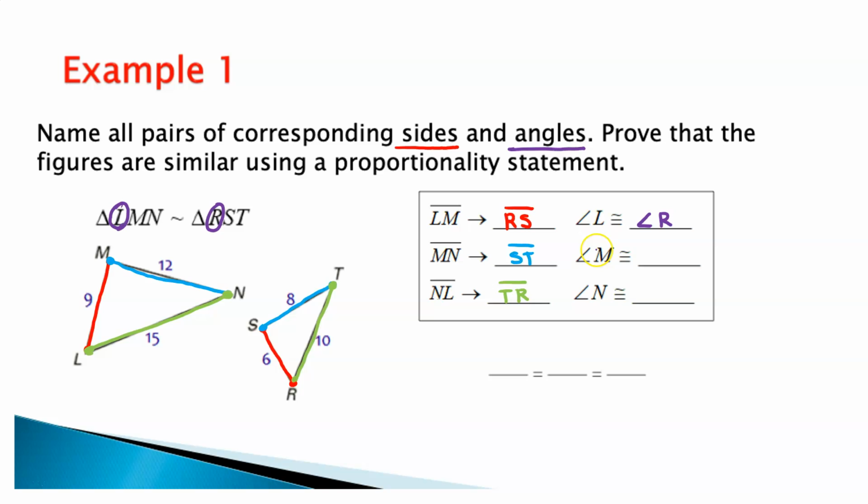Move on to the next one, M. M is the middle letter, so it's going to be the same thing as S. Angle M is congruent to angle S. And then the last thing is angle N. The last letter here is the same as that last letter there, which is angle T. Those are congruent angles. So that is how you name all the pairs of corresponding sides and corresponding angles. Just going through and matching. This is literally a matching game.